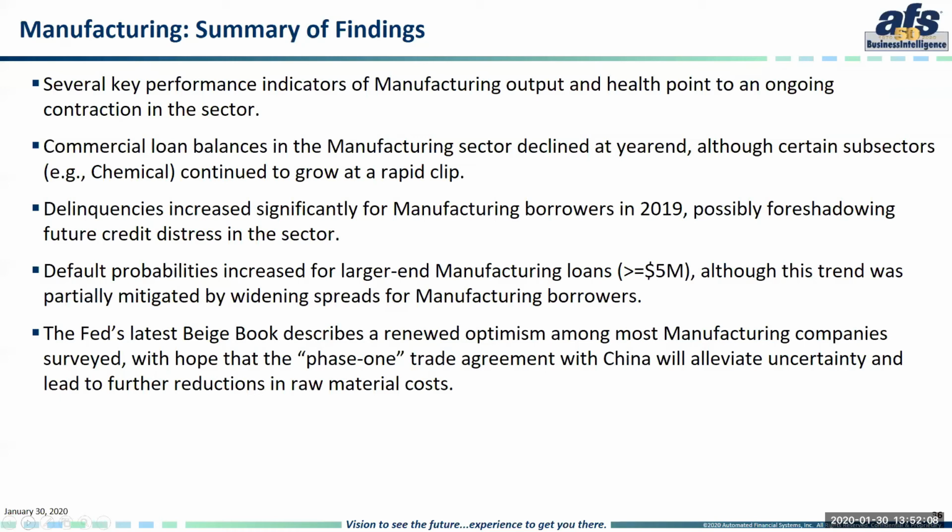So as 2019 came to a close, there were some signs that manufacturing would rebound in 2020, but nothing concrete has materialized just yet. Various manufacturing KPIs were flashing red in 4Q, like the Industrial Production Index, and correlating with that, loan balances were down for the sector when compared to the year ago period. Manufacturing delinquencies increased year over year, as did the default probabilities for larger borrowers in this industry. Thankfully, those surveys of manufacturing companies in the Fed's latest Beige Book point to a renewed level of optimism thanks to the prospect of at least partial trade resolutions with China.